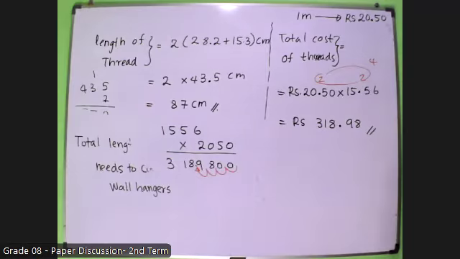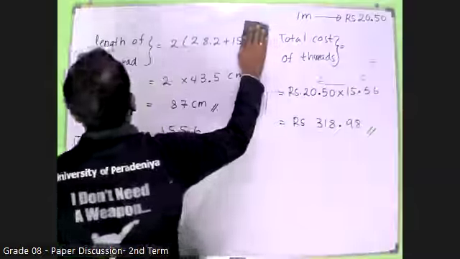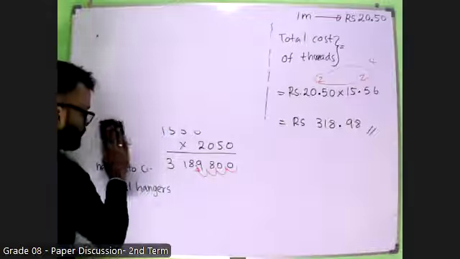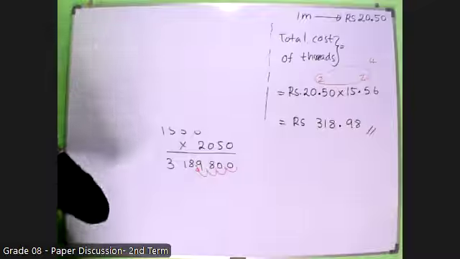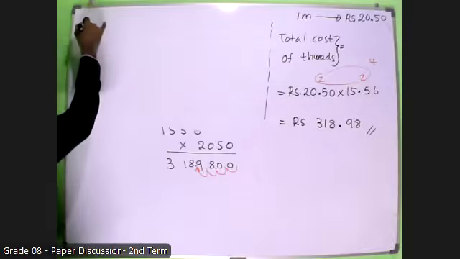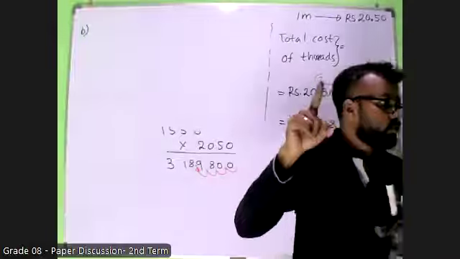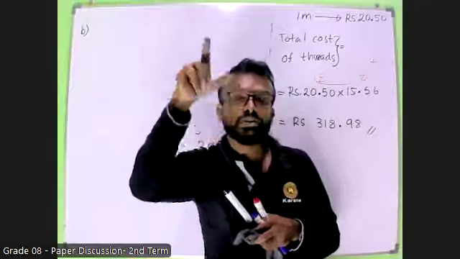Right, okay. Let's move to part B. Part B is very easy. Part B: when 5 is added to 4 times of the number x, the answer will be 61.